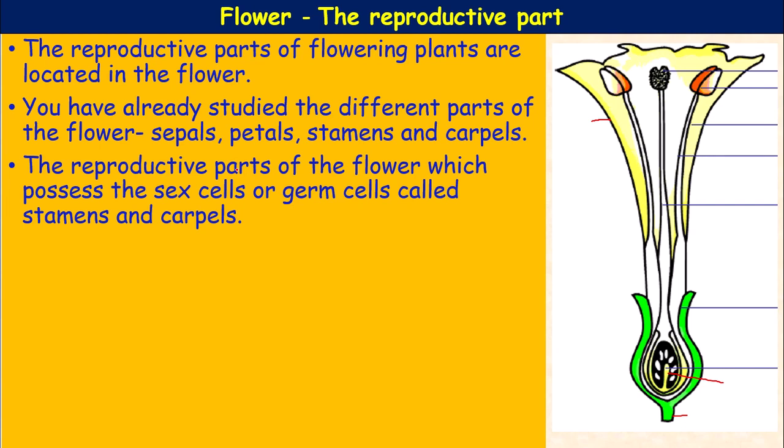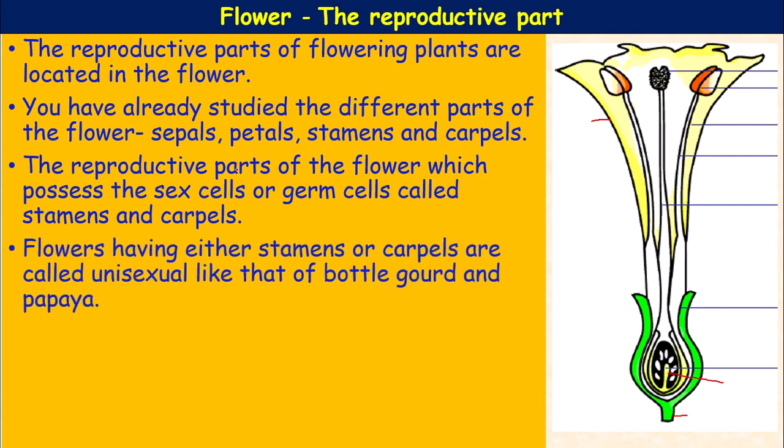The reproductive parts of the flower which take part in sexual reproduction are called stamens and carpels. The flowers having either stamens or carpels are called unisexual, like that of bottle gourd, bitter gourd, papaya. These are all the plants with unisexual flowers. Means male and female flowers are present separately.